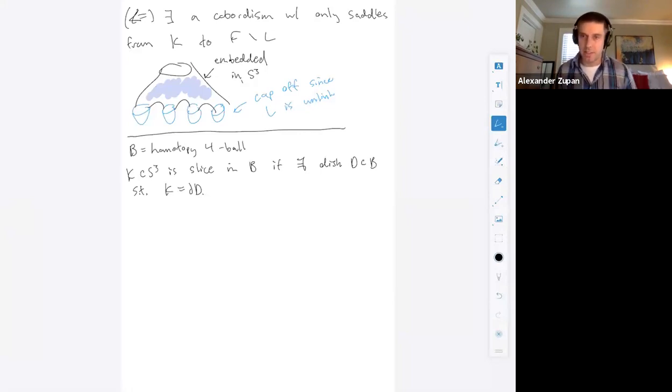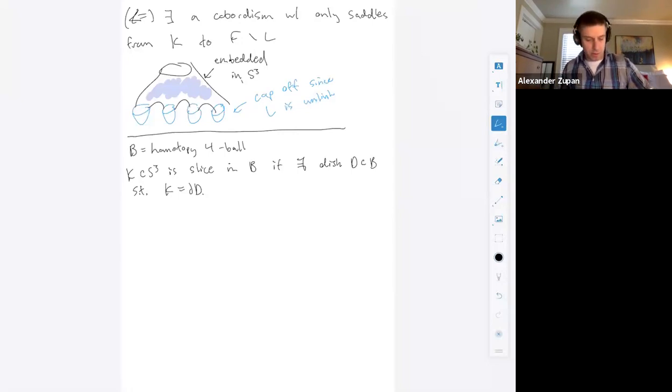All right, and the famous slice-ribbon conjecture says these two notions are the same. Well, the combination of the slice-ribbon conjecture and the smooth four-dimensional Poincaré conjecture tells us that every homotopy 4-ball is in fact a standard smooth 4-ball. And so if we were restricted to the setting of B4, then the slice-ribbon conjecture tells us that these are the same.